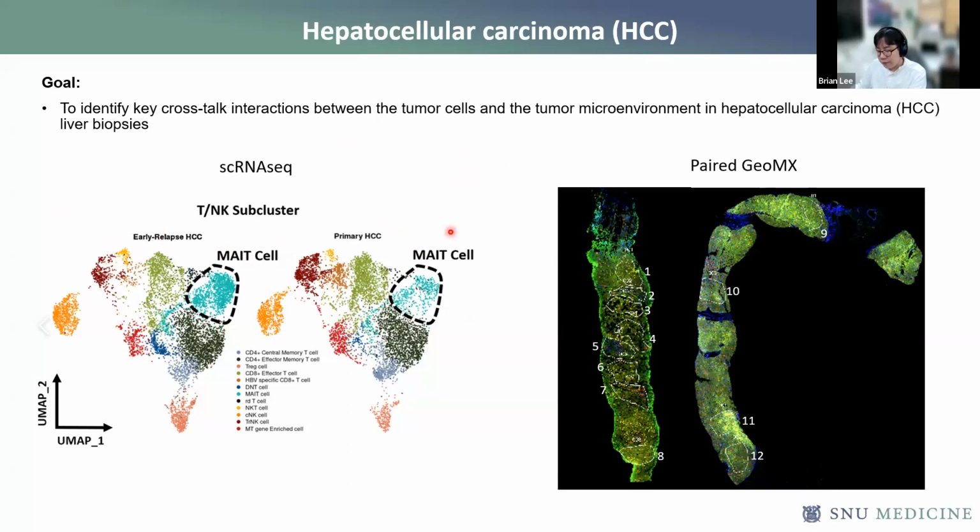One of the findings we identified by single-cell RNA sequencing was that MAIT cells, or mucosal-associated invariant T cells, were significantly increased in patients with early relapse HCC compared to primary HCC. Now we're using GeoMx to validate that phenotype within the actual section itself, and to identify immune or non-immune cells closely interacting with or within the vicinity of these MAIT cells, to identify the exact cell-to-cell communication occurring and why these MAIT cells play a role in early relapse of HCC.